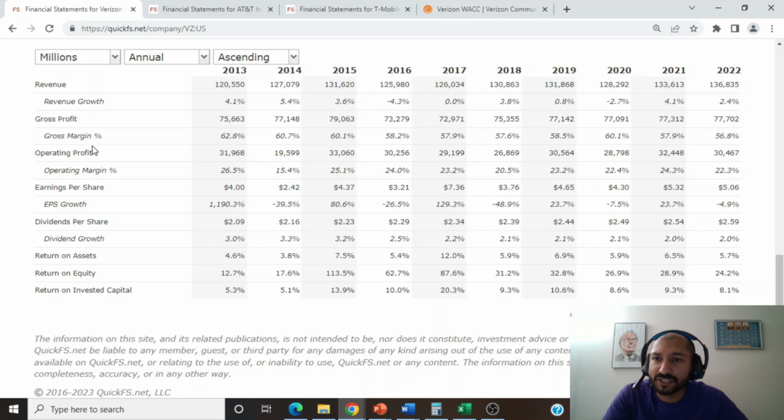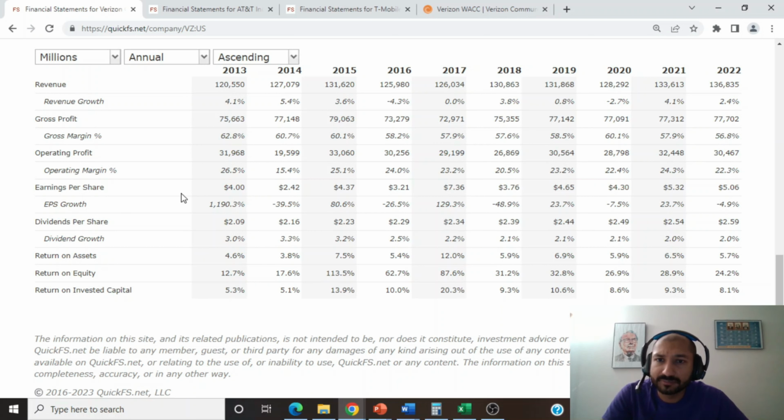The operating margin is the ratio of the company's operating profit to its revenue. So it gives an idea of how much money is left over with the company once it pays for its cost of goods and operating expenses. Back in 2013, the company's operating margin was 26.5%, and for the year 2022, it was 22.3%. What this means is every $100 that the company made in 2022, by the time it paid for its cost of goods and operating expenses, it had $22.3 left.